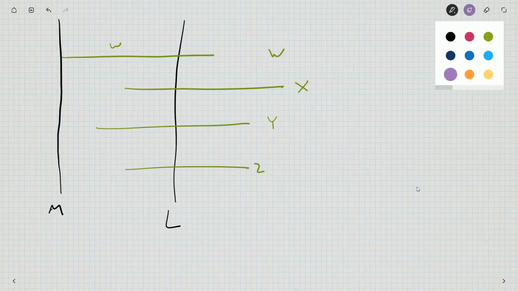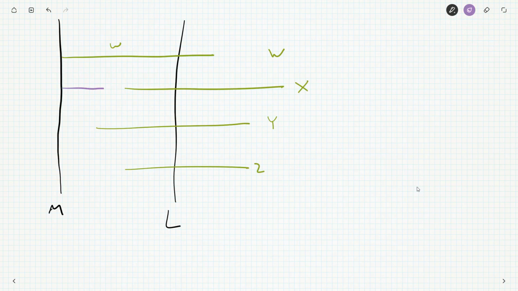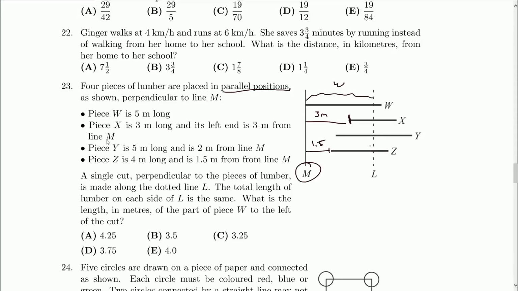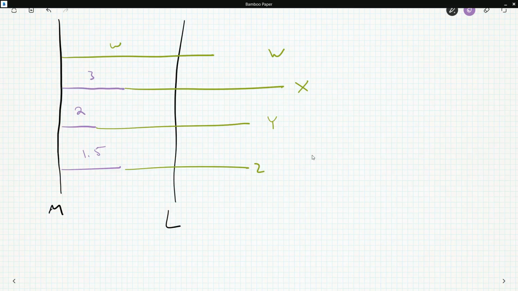But I'm also going to label these distances in meters. So that's 3. I think the next one was 2, and then 1.5. I know it doesn't look like it, but again, diagrams are only meant to be sort of aids. Yeah, 3, 2, and 1.5. Okay. So, what can we do here?